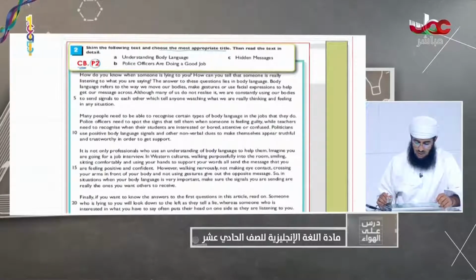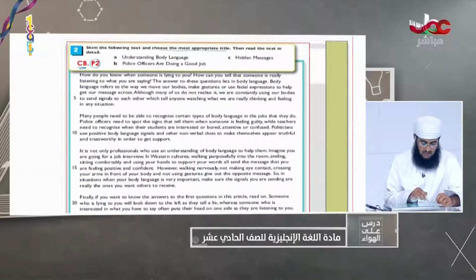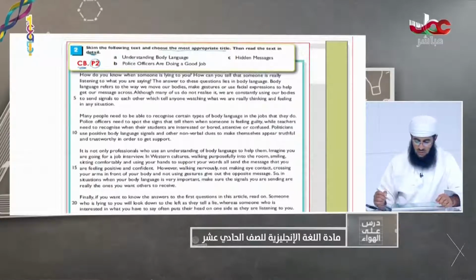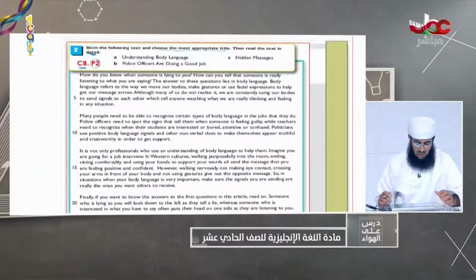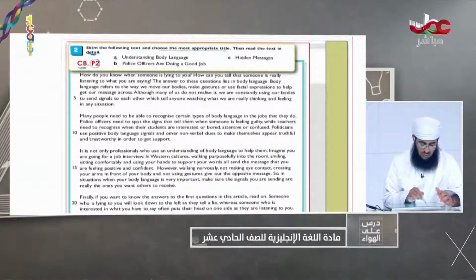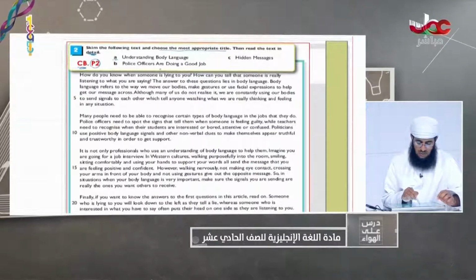Okay, then read the text in detail. So when you read it in detail, you need to use another skill here. So how many topics do we have? We have three main topics here: understanding body language, police officers are doing a good job, and hidden messages. So we have three topics.